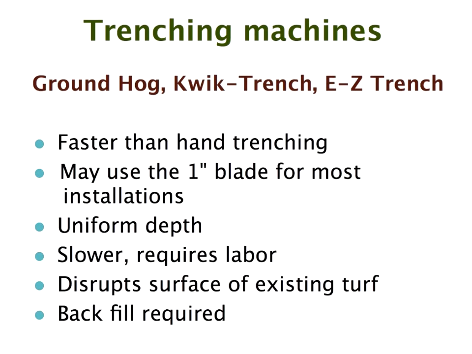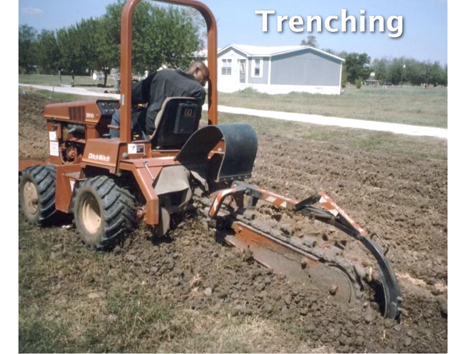Okay, then there's trenching machines, all sorts of varieties of them. Okay, it's faster. If you have a 1-inch blade, you're only doing a 1-inch trench. You still have to backfill, but you've only got a 1-inch trench, which is not as wide as if you're doing it with a shovel. It's very easy to get uniform depth. It's slow, but it's not terrible. It does disrupt the surface, so you have to backfill, because even at 1 inch you obviously can't leave it exposed. Okay, and this is a typical trenching machine.